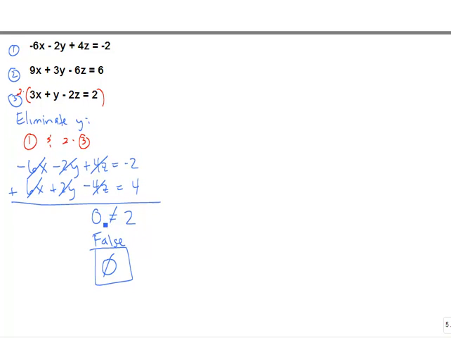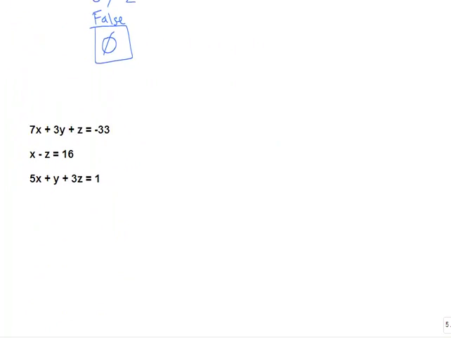Okay, so anytime you end up with all your variables canceling out and a false statement, then you can immediately write no solution and you're done. You don't have to do any more work. Alright, that one was an easier one. Let's try a harder one.